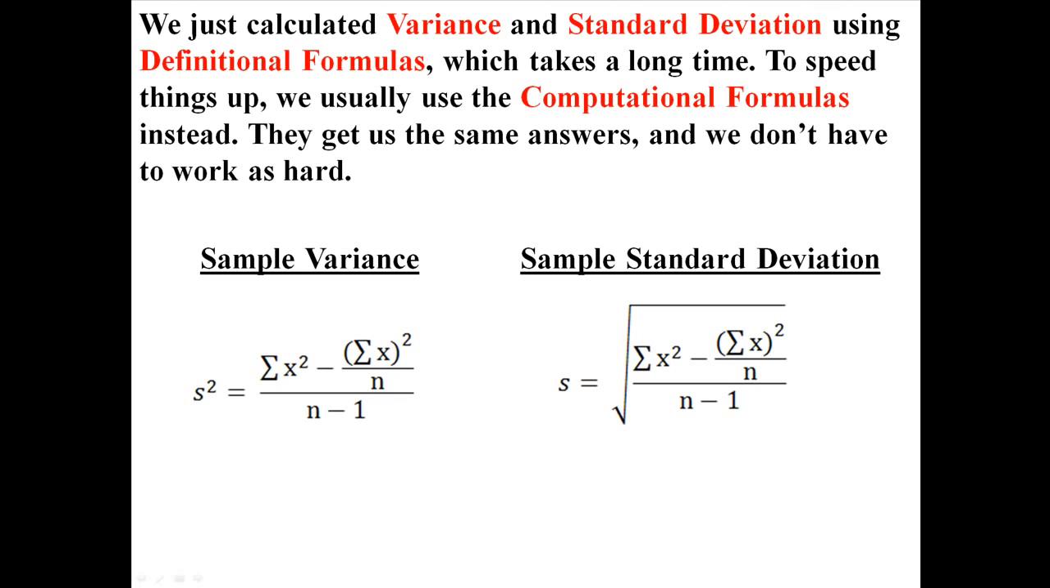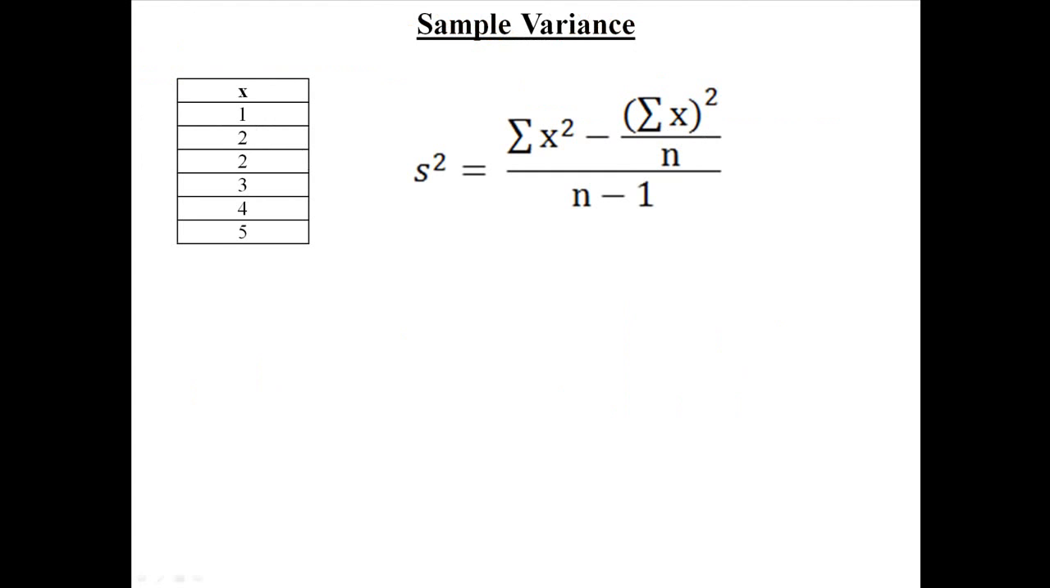Now we just calculated variance and standard deviation using the definitional formulas, which takes a long time. To speed things up, we usually use the computational formulas instead. They'll get us the same answers, but we won't have to work as hard. And these are the two computational formulas for sample variance and sample standard deviation. They might look a little bit complicated, but really they're not, and I'll show you. So first of all, I'm just going to organize it like this. Now we already know what n is. We know that we have 6 numbers, so I'm just going to replace the n's with 6's.